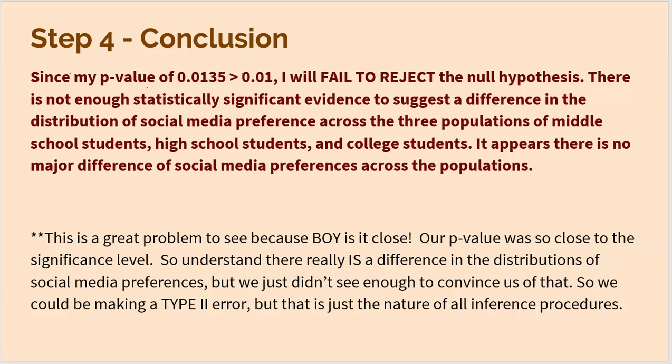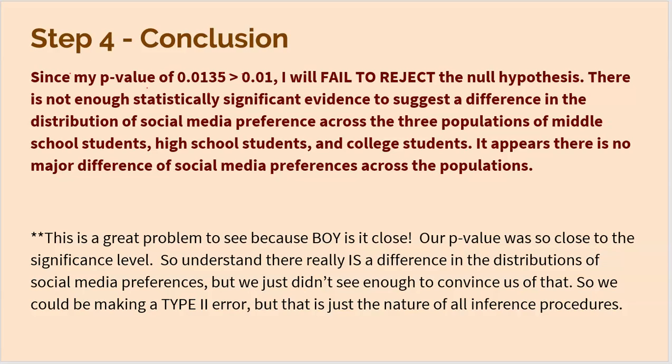But listen, maybe there really is a difference across these populations in terms of social media preference. So maybe I made a type 2 error, right? A type 2 error is when the alternative is true, but we fail to see that. But I don't know if that happened or not. It sucks that the p-value was so close to my level of significance, but you've got to make the decision based on how we teach you.